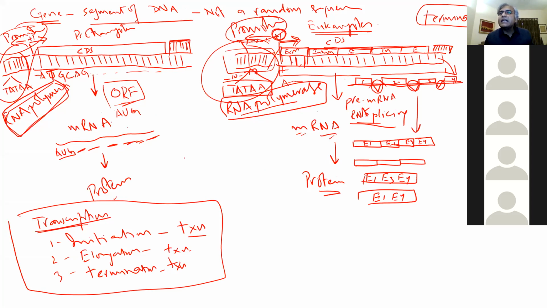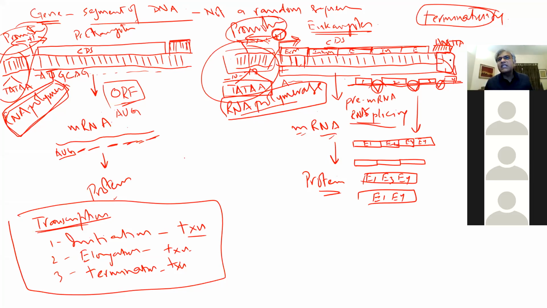Now, what decides where termination is going to take place? Just like the promoter, there are very specific nucleotide sequences, AT-rich, TA-rich sequences, which are recognized by another protein called release factor, or there are proteins which recognize this. When transcription is proceeding, they act like a transcription block, a big block. RNA polymerase comes, hits this, and realizes, okay, this is a signal for termination, no more. So I have completed the synthesis of messenger RNA.